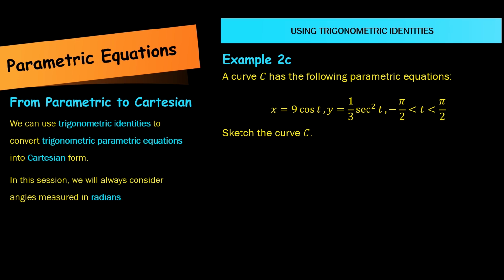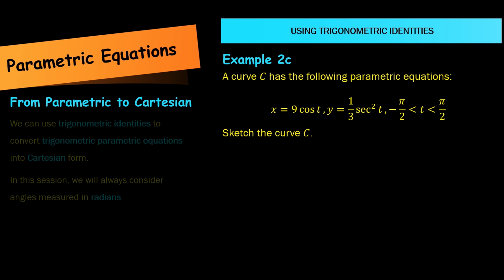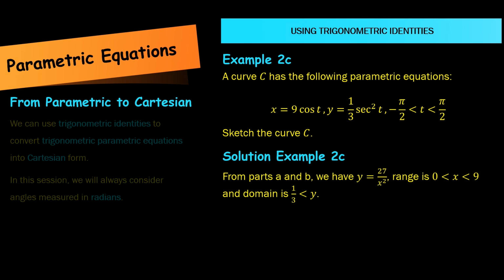And finally, let's have a go at part C. Using the same parametric equations as in parts A and B, sketch the curve C. So let's solve this. Now from parts A and B, we have that y is equal to 27 over x squared, and we also have that the range is x greater than 0 and less than 9, and the domain is y greater than 1/3. So here's a sketch of our curve. Here's the range, and here's the domain.